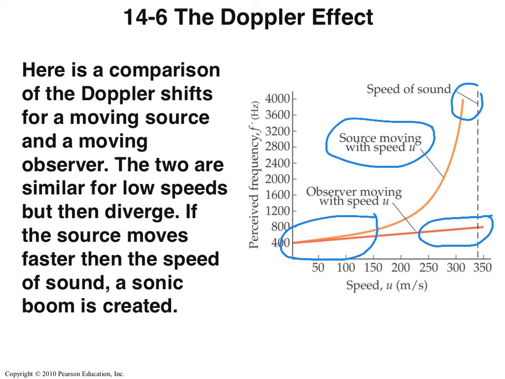If we just think about it, this kind of makes sense. When we hear an ambulance come towards us, it becomes very high frequency and then quickly drops off into low frequency. If the source moves faster than the speed of sound in air, which is about 330 meters per second, a sonic boom is created, which is this line right here.